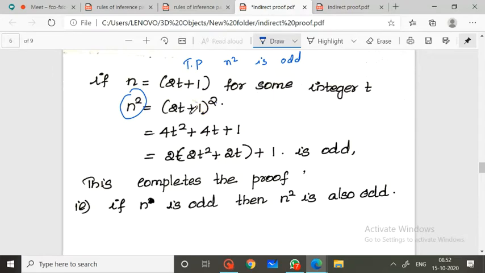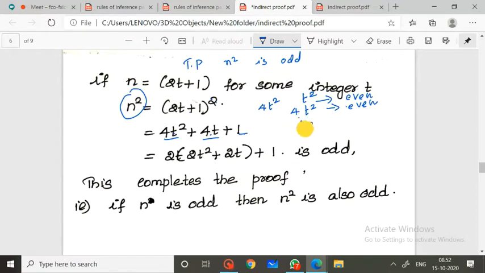Now expand this. We know the (a plus b) whole square format: a square plus 2ab plus b square. So 4t square plus 4t plus 1. Now here we know this term 4 into t square, where t is any integer, which means that t square is even, isn't it? Now 4 into t square means 4 is even. So even into even is again even.